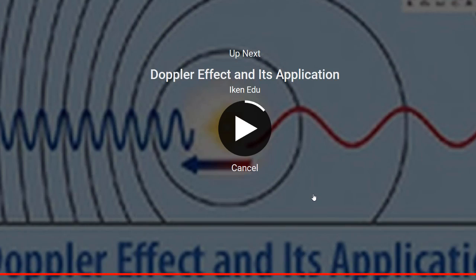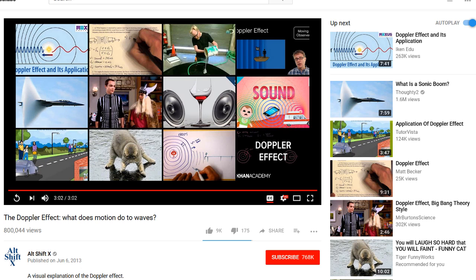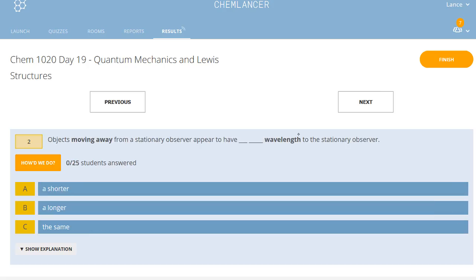All right. So let's see what you learned from this video clip. Objects moving away from a stationary observer appear to have a what kind of wavelength to the stationary observer? Do they appear to have a shorter wavelength, a longer wavelength, or the same wavelength? Let's get our answers locked in, please.